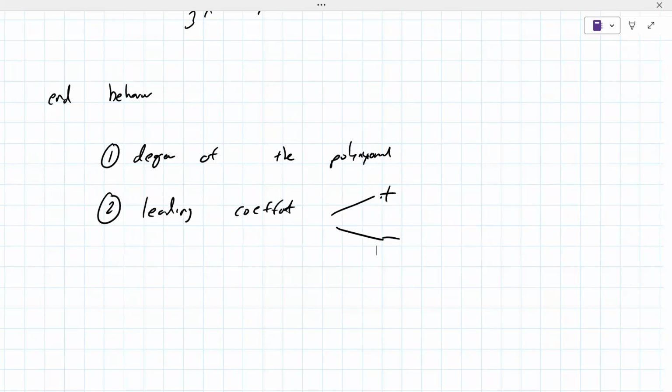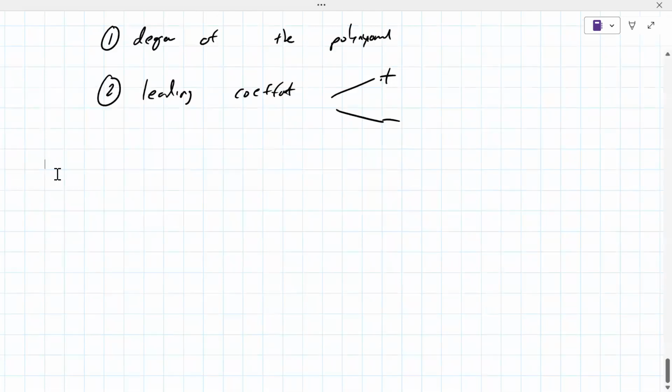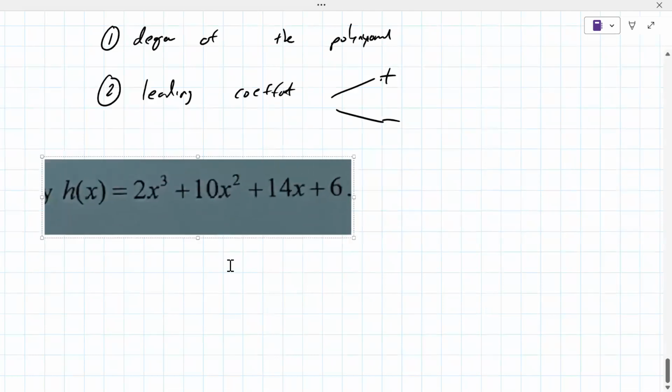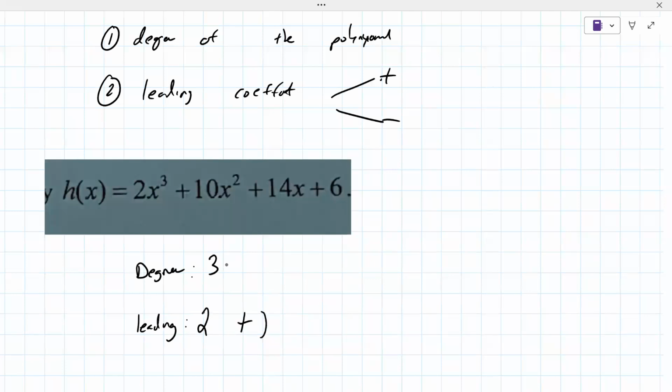All right, so let's just look at one that we've already done. Can you tell me the degree of this polynomial? It's actually 3. It's the exponent. The leading coefficient is 2, which is positive.